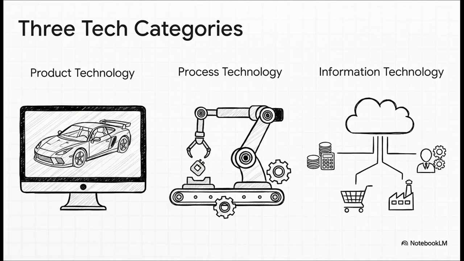In English, process technology refers to the tools used in the actual manufacturing and service delivery, things like robots and automated systems. And third, there's information technology.